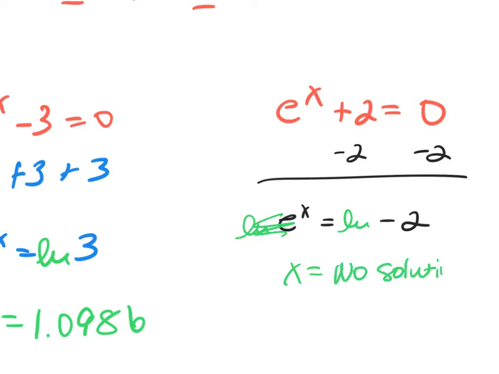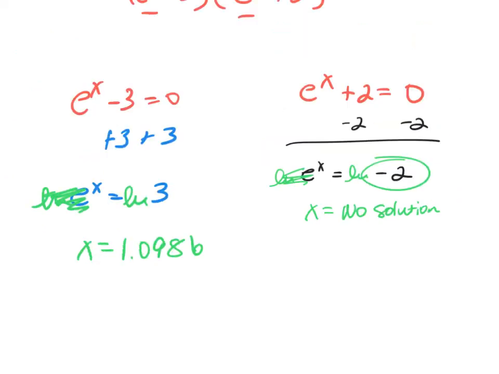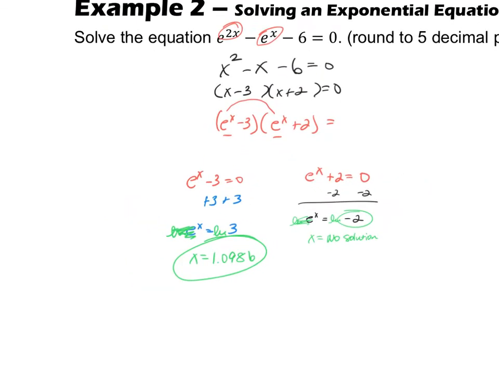You guys, you cannot take the log or natural log of a negative number. So how many answers do you have here? Just one. Could you possibly have had 2? Possible. Yes. Could you possibly have had none? Yes.